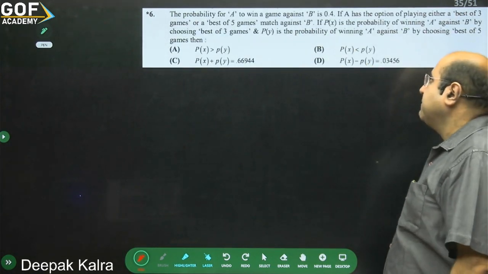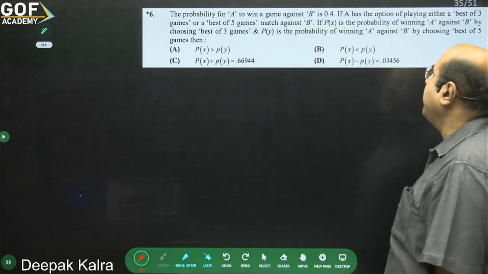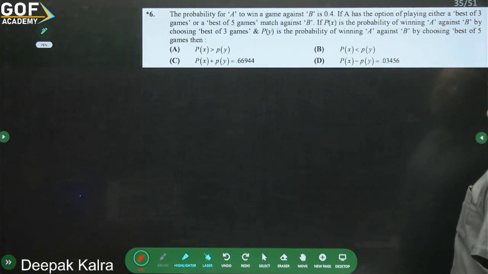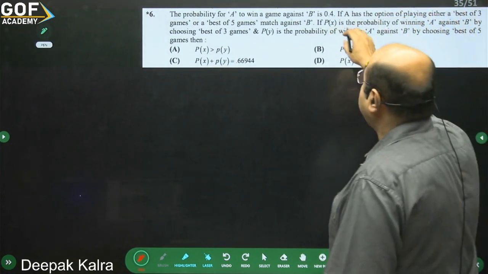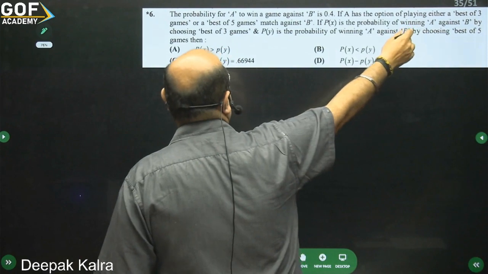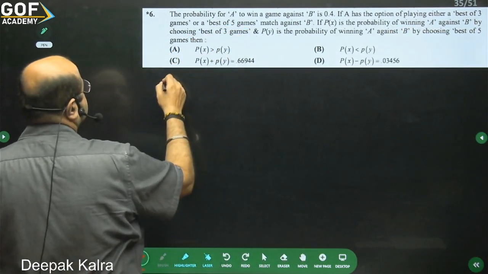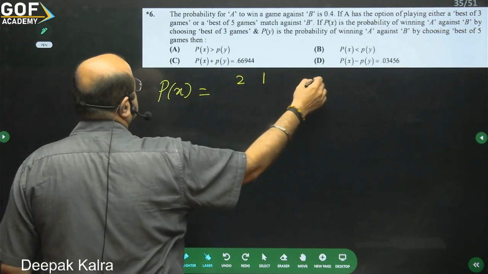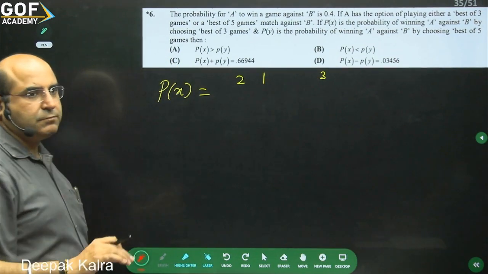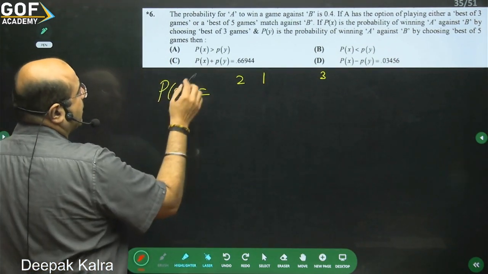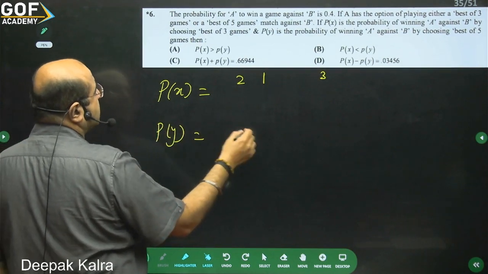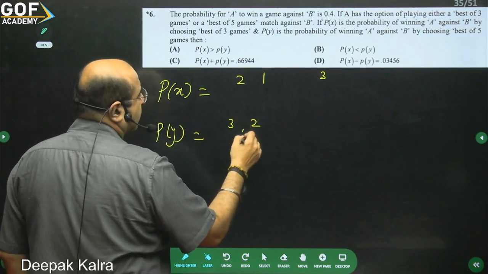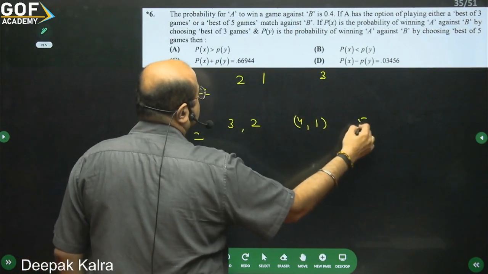So, next one. The probability of A winning a game against B is 0.4. A has an option of playing either best of 3 games or best of 5 games. PX is the probability of A winning against B by choosing best of 3 games. Best of 3 means 2 won, 1 lost, or all 3 won, for A to win. And PY is best of 5 games: you have 3-2, 4-1, or 5-0.